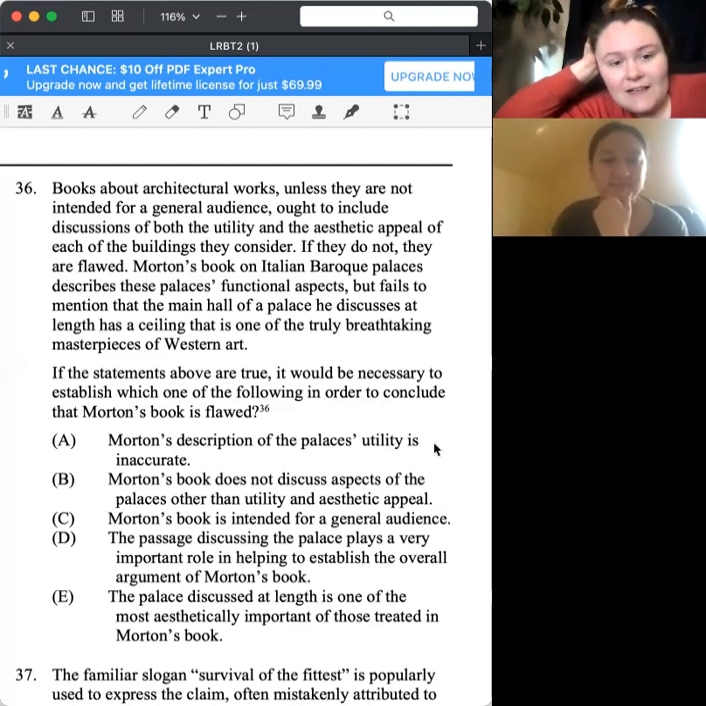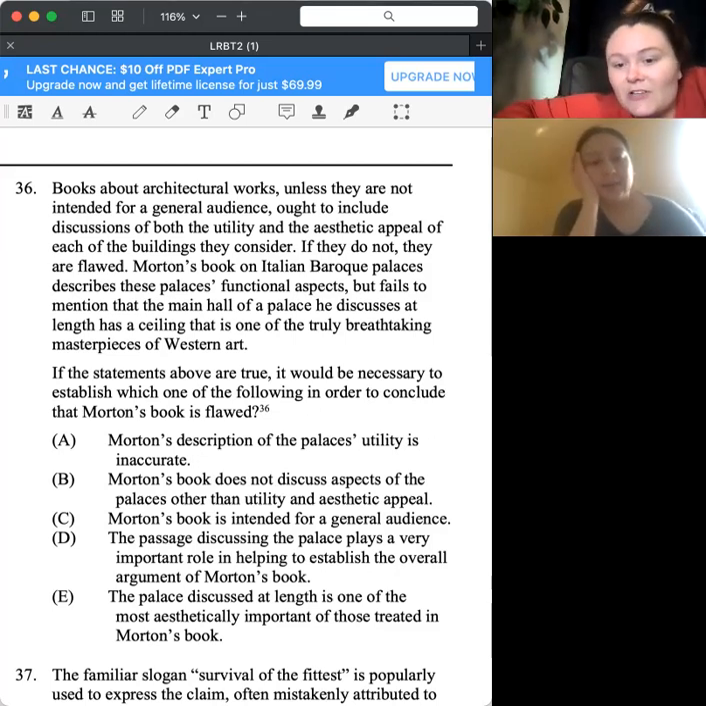Morton's books on Italian Baroque, or IB, palaces describes these palaces' functional aspects, but fails to mention that the main hall of a palace he discusses at length has a ceiling that is one of the truly breathtaking masterpieces of Western art. If the statements above are true, it would be necessary to establish which of the following in order to conclude that the Morton book is flawed. So this one's kind of nice because it's telling us that our conclusion is that the Morton book is flawed.